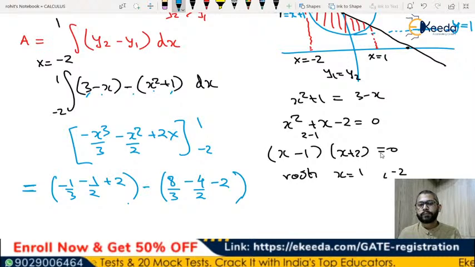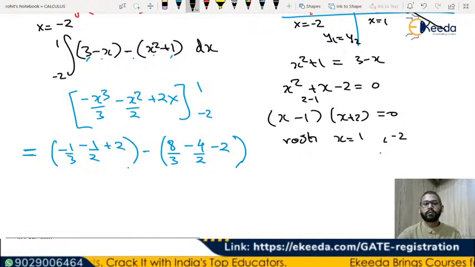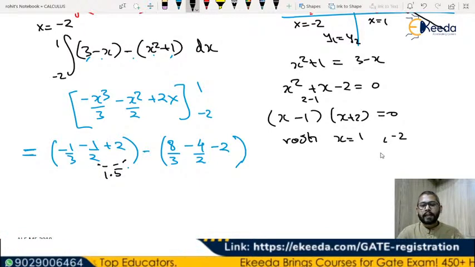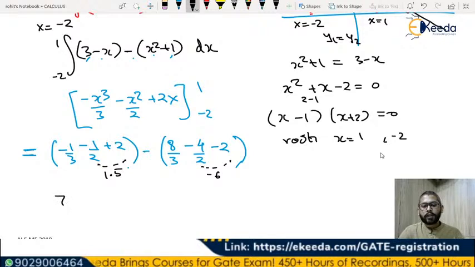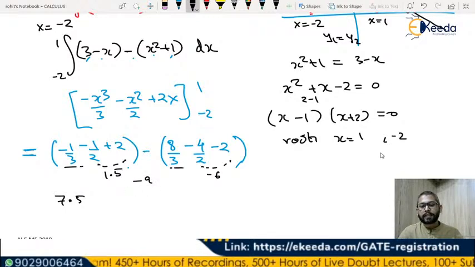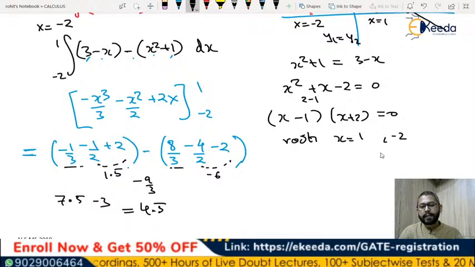Find the value. If you see, this is 1.5 and this is 6, so minus and minus 6. Minus and minus will become plus, so it is 7.5 on the positive side. This is minus 1 by 3 and minus 8 by 3, so this is minus 9 by 3, which is minus 3. So this is 4.5 or 9 by 2.